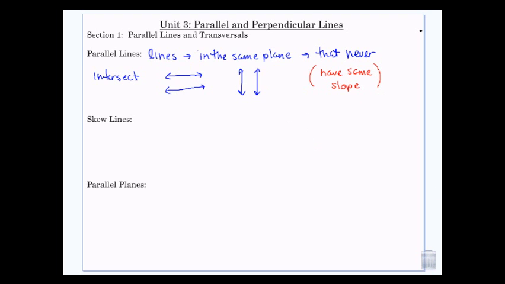Okay, now skew lines are a little different. These are lines that never intersect.